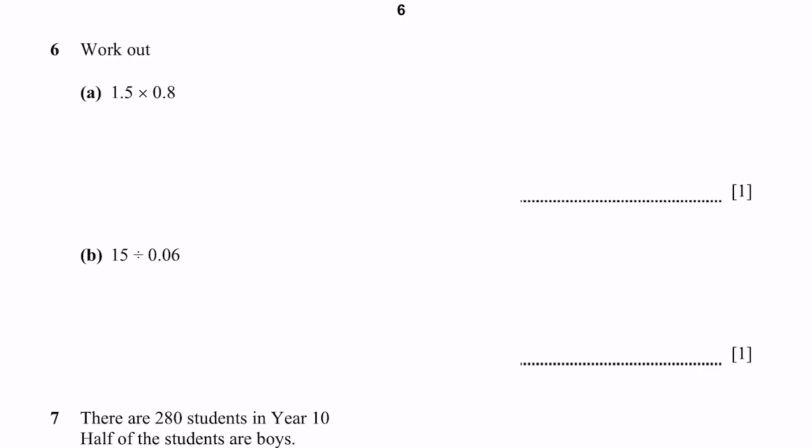Question 6. Work out A. 1.5 into 0.8. This is equal to, when we calculate it out, we can do 15 into 8 and then divide by 100. 120 divided by 100 is 1.2. That's the answer. B. 15 divided by 0.06.